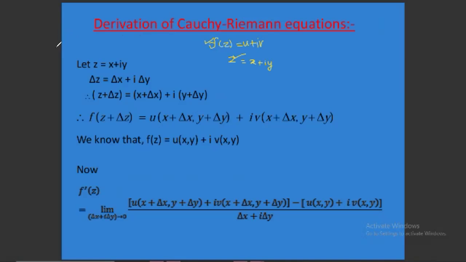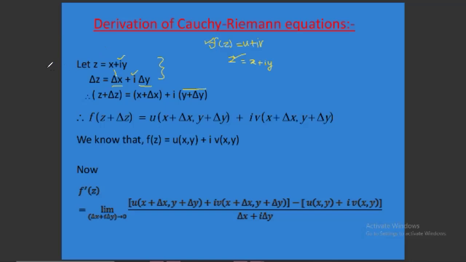Now del z is equal to what? Del x plus i into del y. So now I am going to add these two things. So z plus del z is equal to x plus del x, i is common to both, so i into y plus del y. So now taking both the sides.